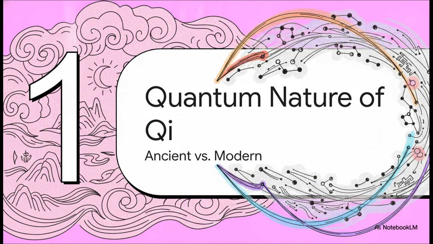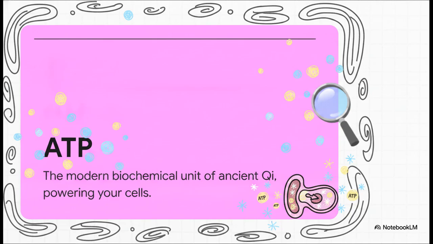The quantum nature of qi. Let's start by looking at energy through two very different lenses, the ancient world and the modern laboratory. Thousands of years ago, ancient Chinese texts defined qi as these infinitesimal energy particles that make things move and permeate literally everywhere in the body. Well, think about what modern biology tells us. Your cellular mitochondria act like tiny powerhouses, right? They break down glucose to pump out a molecule called ATP, or adenosine triphosphate. ATP is, quite literally, the modern biochemical unit of qi.